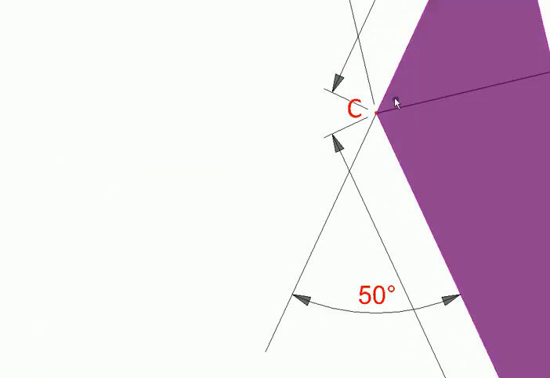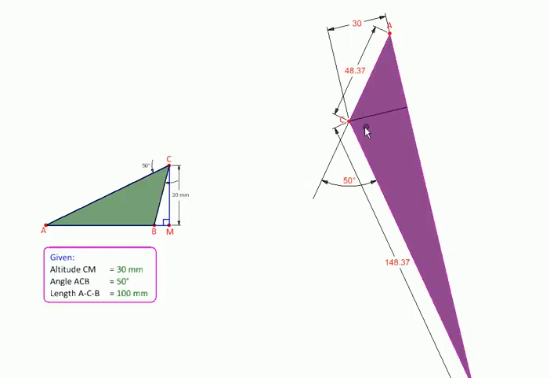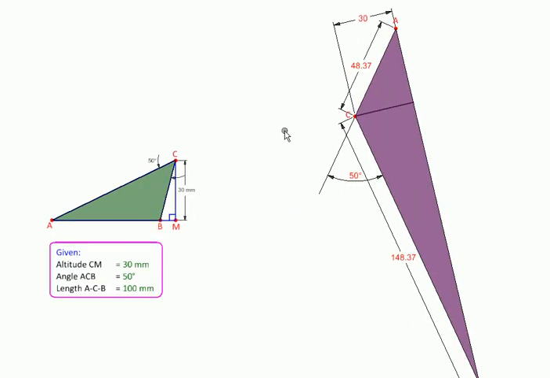Instead of this internal angle at C being 50 degrees, we are getting the external angle at C to be 50 degrees. So we have kind of got an inside out triangle, an inverted triangle. Instead of internal, we are getting external angle. Instead of sum, we are getting the difference.